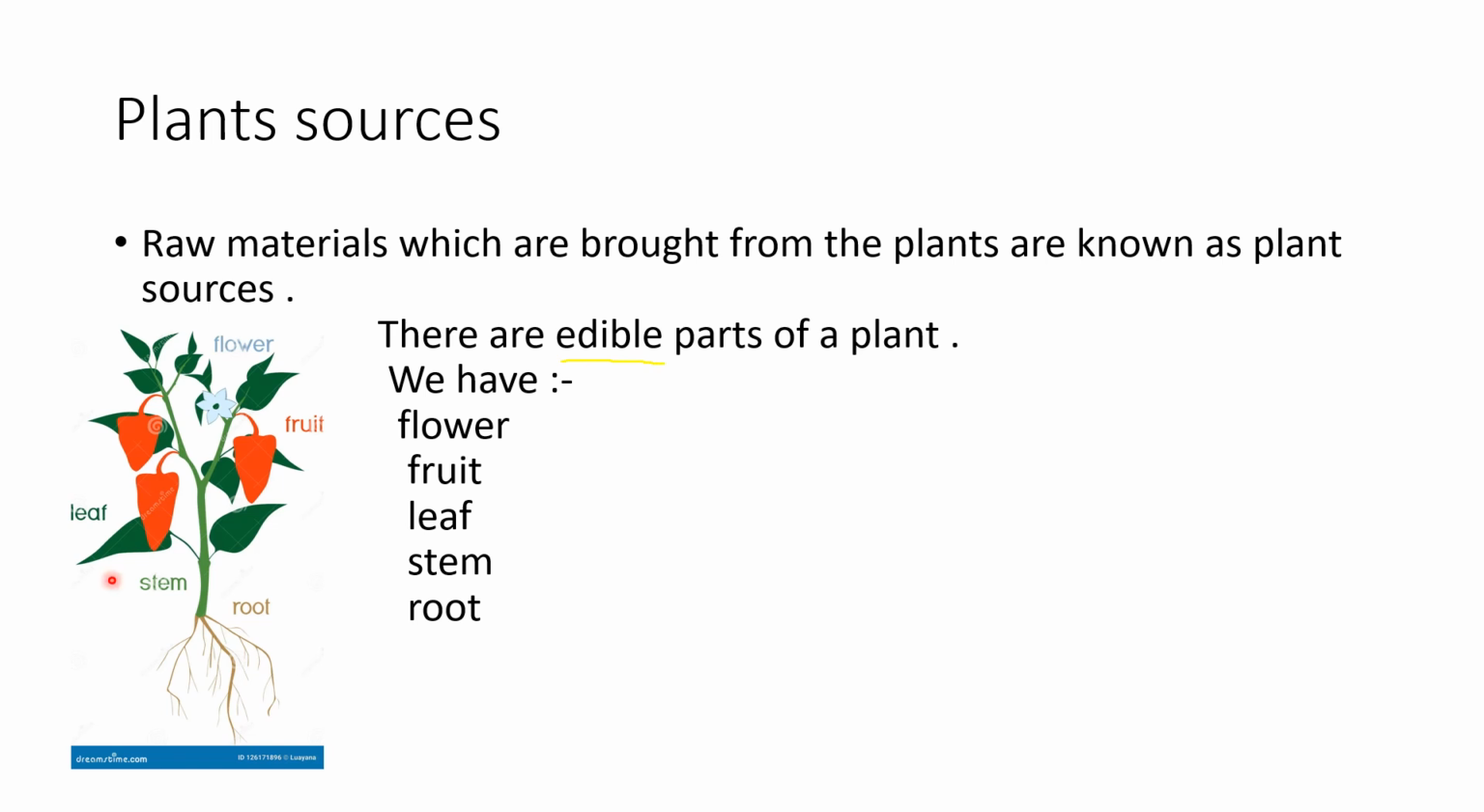So we have flower, fruit, leaf, stem and root. These are 5 parts of a plant which can be eaten by us, but not all the parts of a plant can be eaten by us. Suppose we have an example of this pepper plant. In this we can only eat the fruit, which is the bell pepper, and which is edible for us. Whereas the leaf, stem, root and flower cannot be eaten by us, they may be poisonous and they are not suitable for eating. So let's discuss fruit, flower, leaf, stem and root.